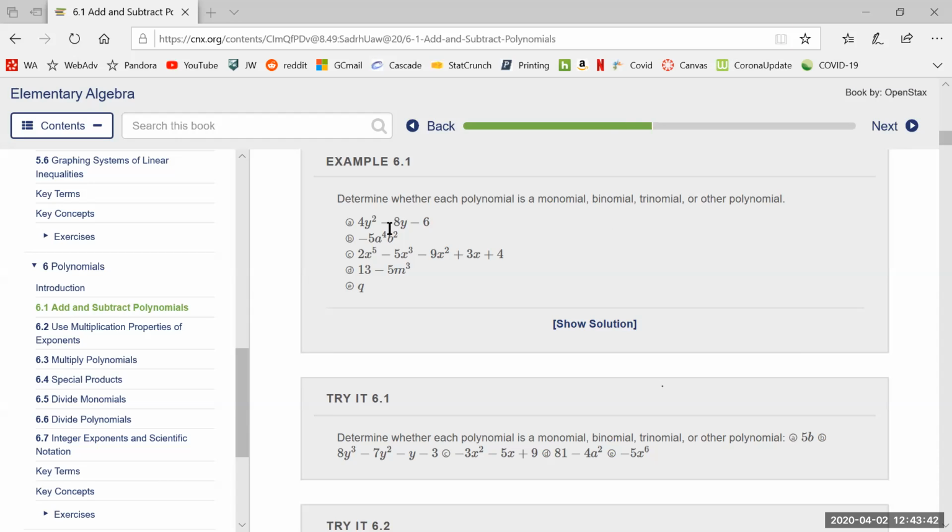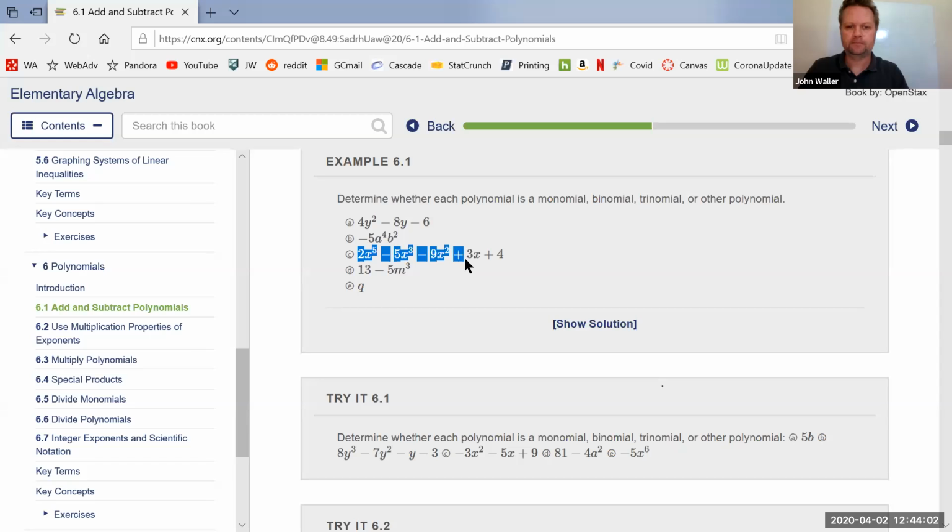Monomial. Yes, part B is a monomial. It's one term. It's not this plus something else plus something else. There's only one piece. So terms are connected by multiplication. They are separated by plus and minus. What about C? How many terms does C have?